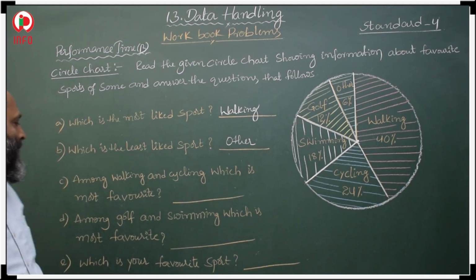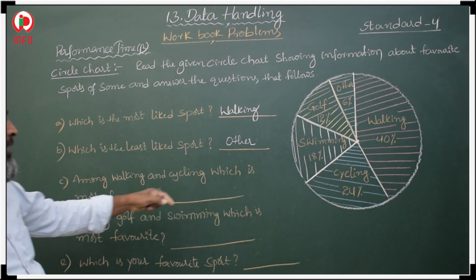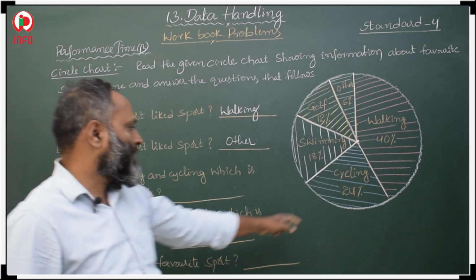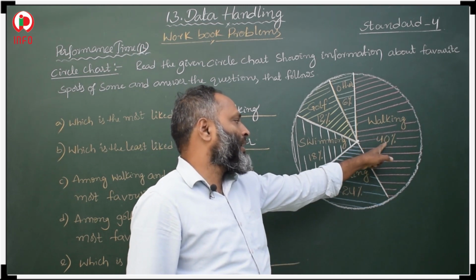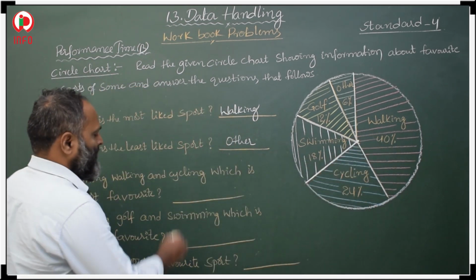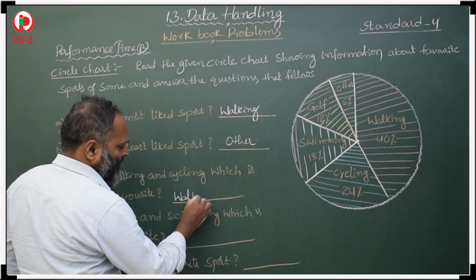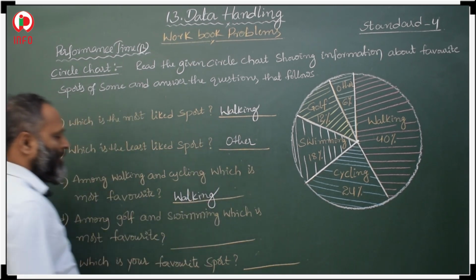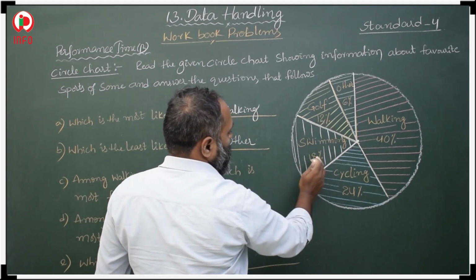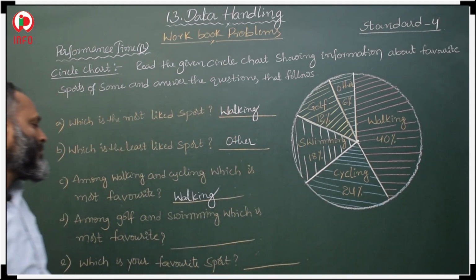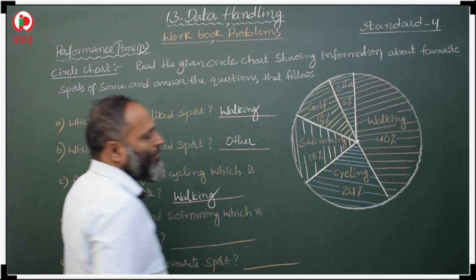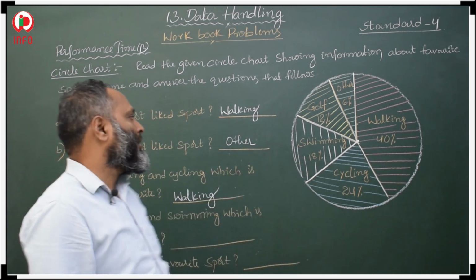The next one: among walking and cycling, which is the most favorite? Walking is 40% and cycling is 24%, so the most favorite is walking. Then next, among golf and swimming, golf is 12% and swimming is 18%. Which is the most favorite? 18 is the highest between these two, so it is swimming.